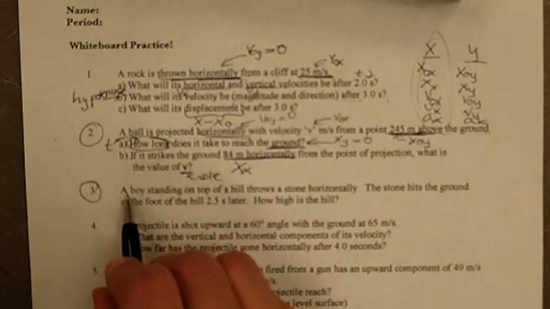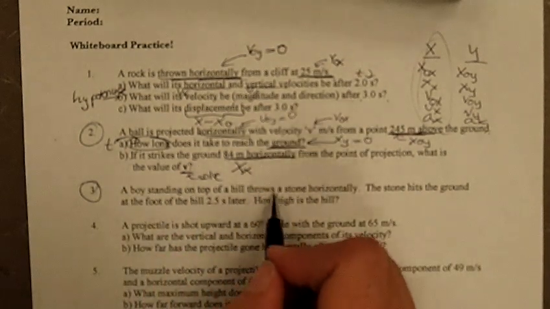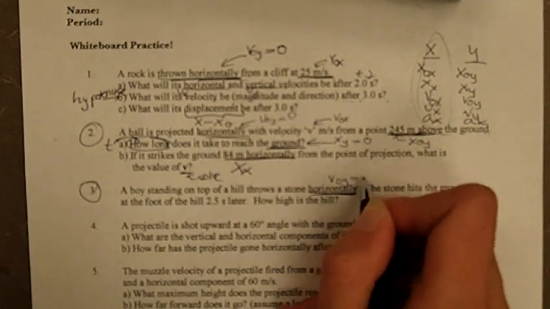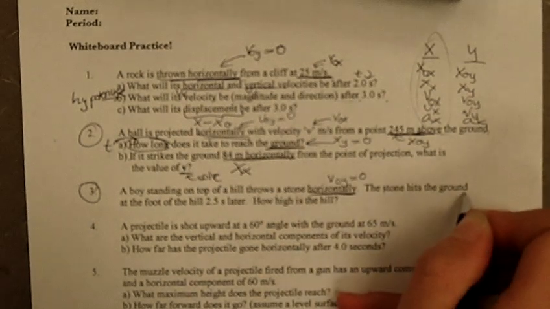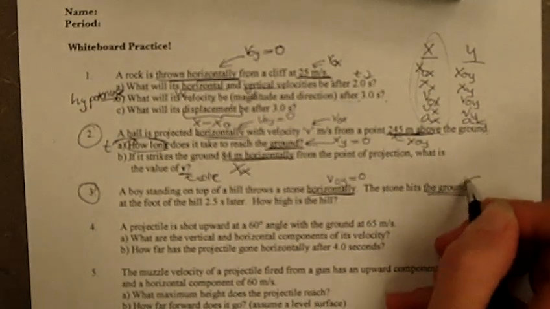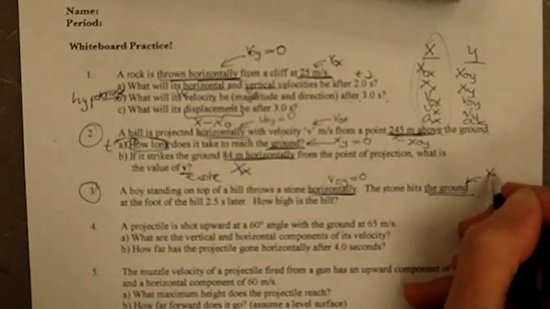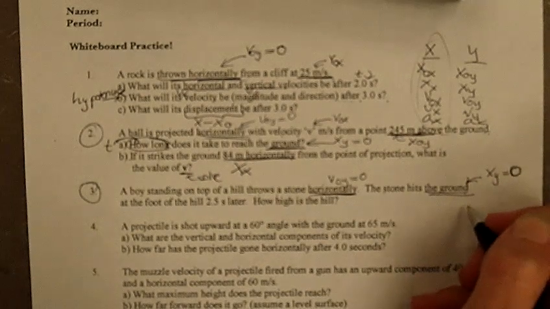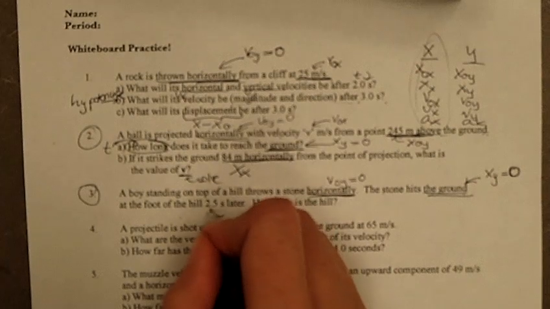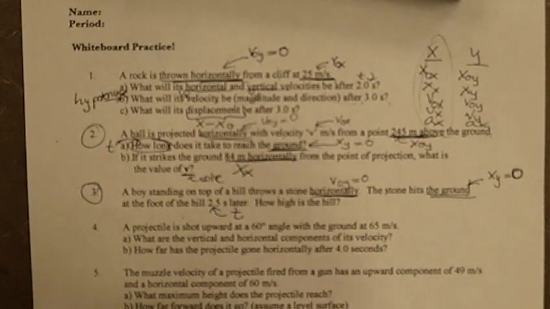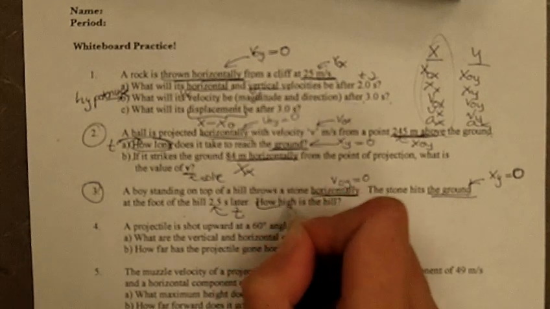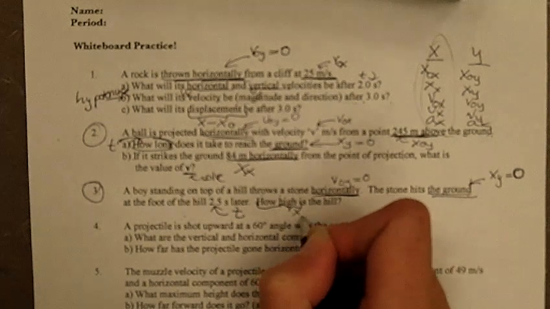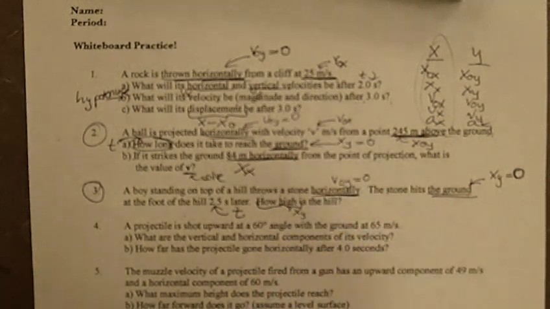Okay, number 3. It says a boy standing on top of a hill throws a stone horizontally. Again, this word tells me v naught y equals 0. The stone hits the ground. Hits the ground means that my final y position, x y, is 0 because the ground has a height of 0. At the foot of a hill, 2.5 seconds later, I know that seconds is time. It says how high is the hill. How high is asking about position, so I'm going to label this as x y.